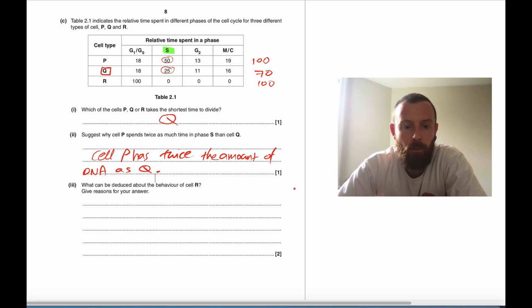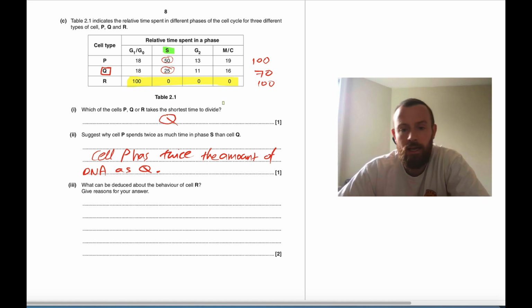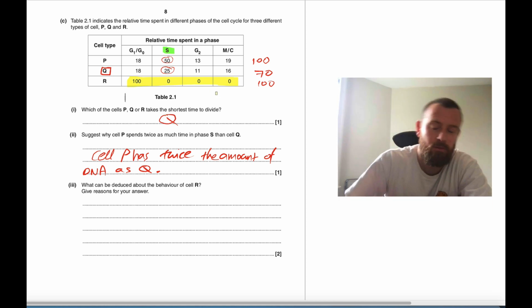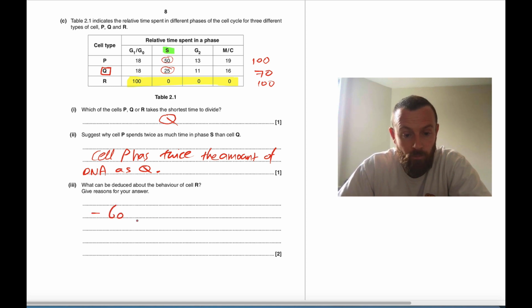What can be deduced about the behavior of cell R? Give reasons for your answer. Well, cell R is very interesting, isn't it? Cell R is spending 100% of its time in G1 or G0 and 0% of its time in any other phase. It's not copying its DNA. It's not G2, it's not getting bigger, ready for dividing, and it's not dividing. So what is it doing? It is a quiescent cell. That means kind of quiet or sitting out. So it's in the G0 phase, not actively dividing.